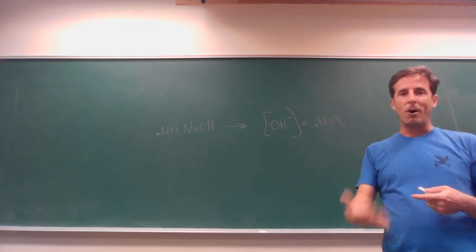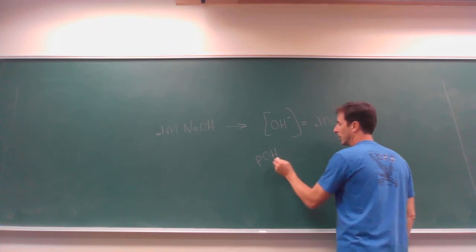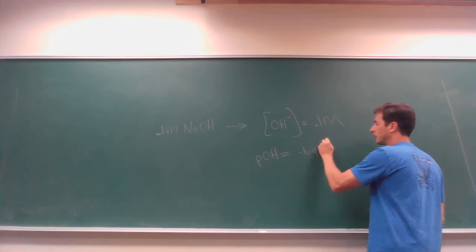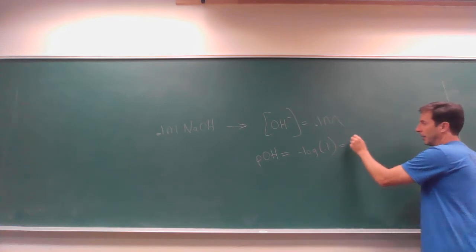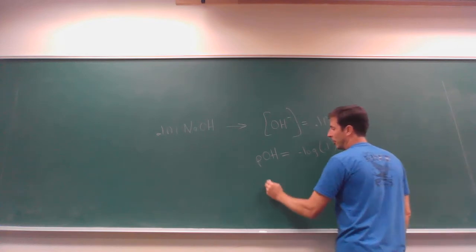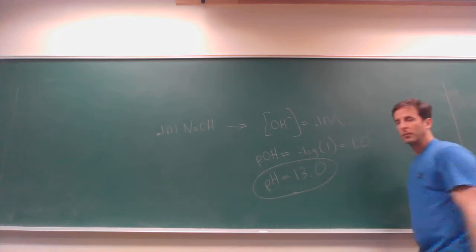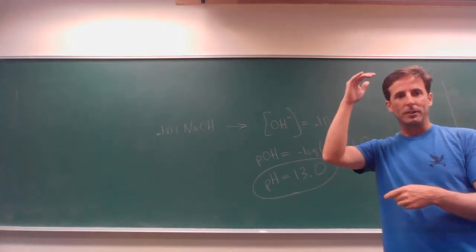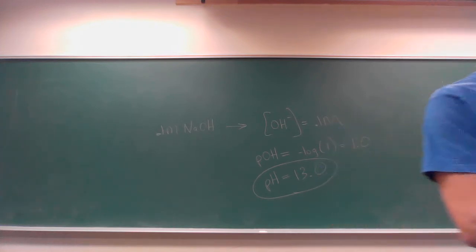Now, if I do the negative log of the hydroxide concentration, that's going to give me the pOH. So if I do negative log of 0.1, the pOH is going to end up being 1.0. And then if I do 14 minus that, the pH will equal 13.0. And it should make sense that if I have a strong base, that should give me a high pH, which 13.0, that's a very basic solution. Okay, so that's the problem on slide 9.